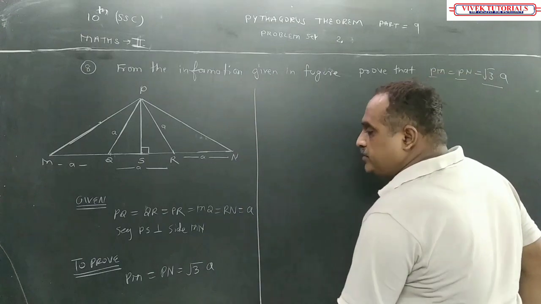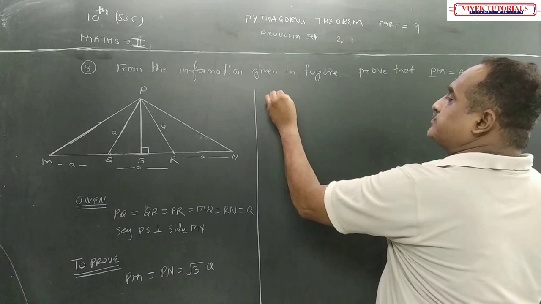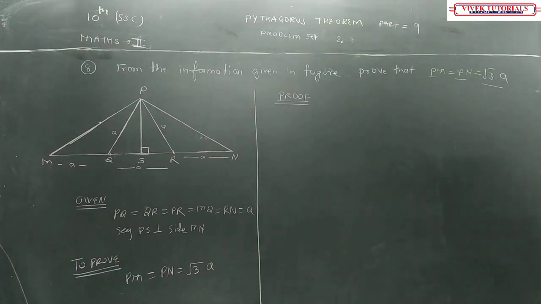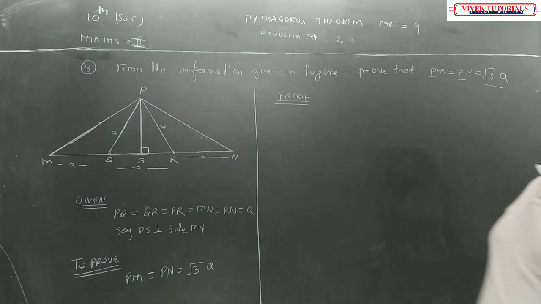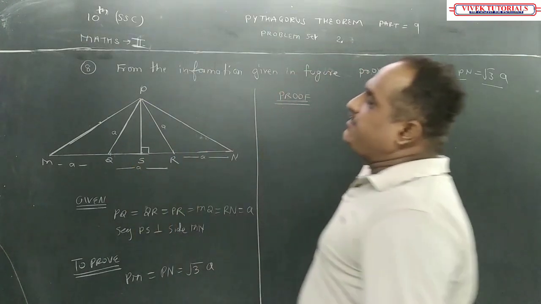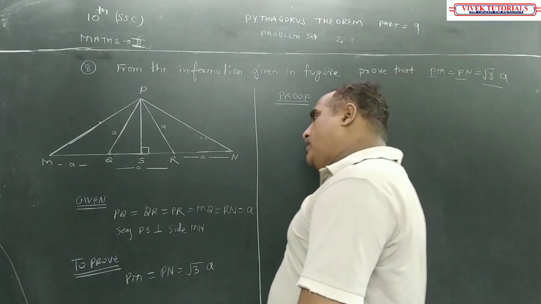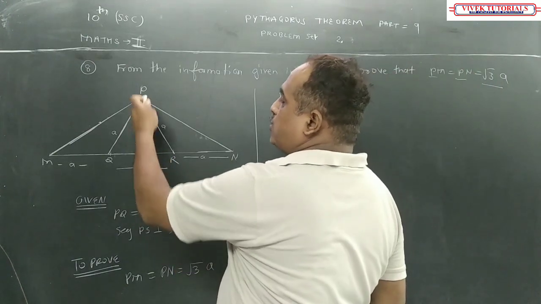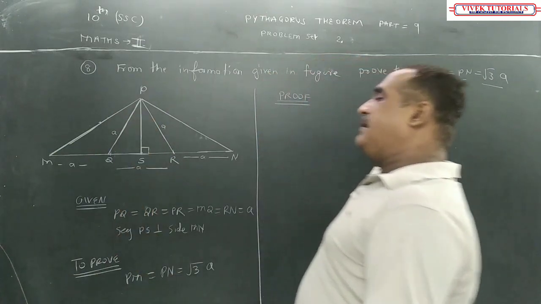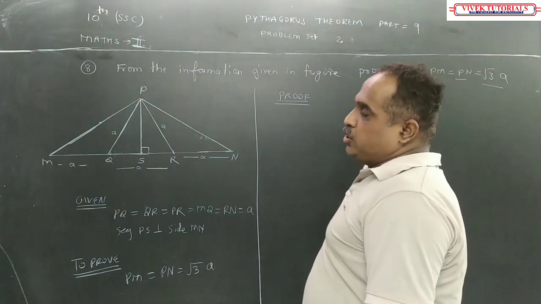So, how to do this question, that we'll see now. Proof. Now in this question, they have given that PS is perpendicular to MN, but don't think that we are going to make use of any property over here. If you make use of this, then you have to prove that this is an equilateral triangle and then this is 60 degrees, then you apply the 30-60-90 degree theorem. वो सब की जरूरत नहीं पड़ेगी. So how will we do it?